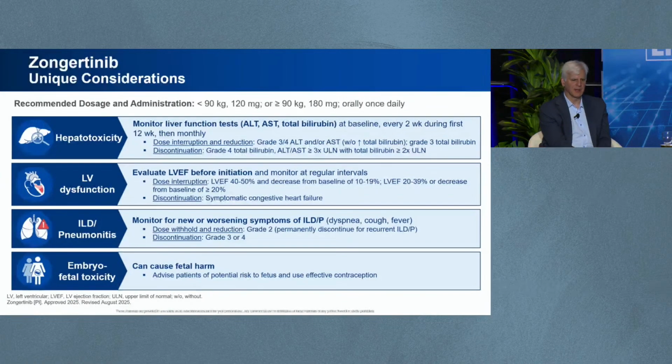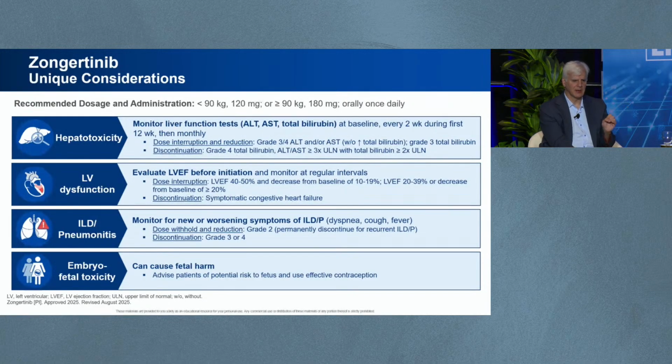Zongertinib, very unique elements which I haven't covered. Of course, diarrhea is our biggest concern, but you cannot forget about hepatotoxicity. It occurs with some frequency, so it's very important to monitor liver function tests. The recommendation is a baseline every 2 weeks during the first 3 months, and then monthly. And there's a very clear guideline as to dose interruptions and dose reductions for grade 3 or 4 ALT or AST elevations. Also, as I mentioned, there's some potential for cardiac dysfunction.